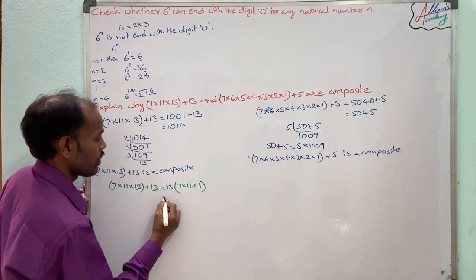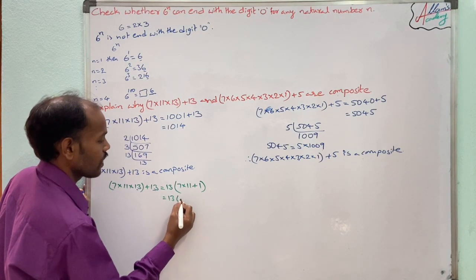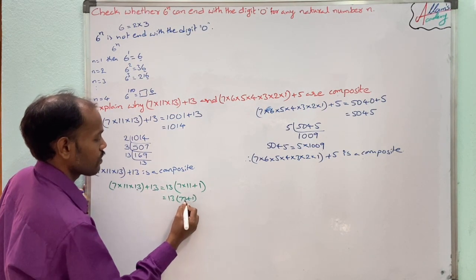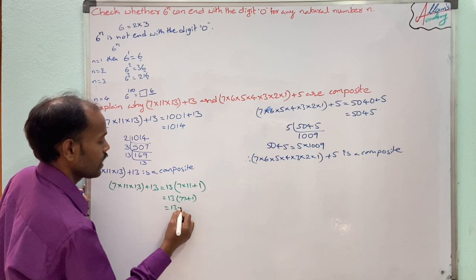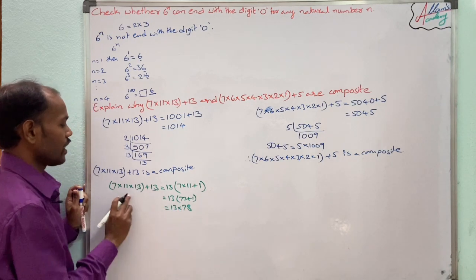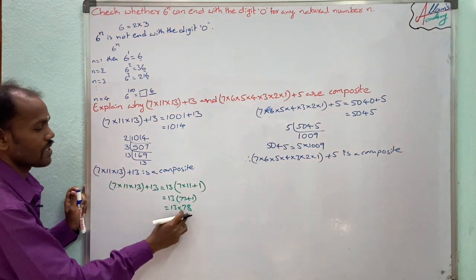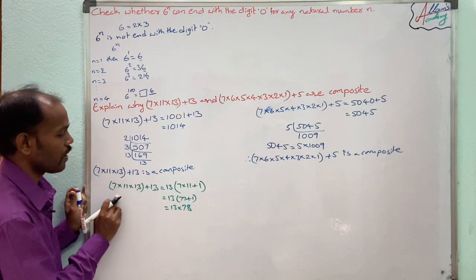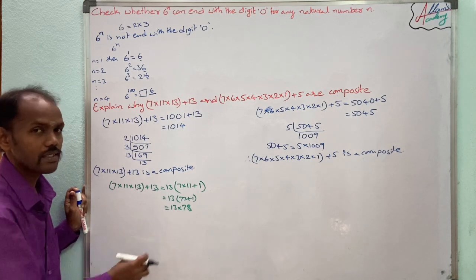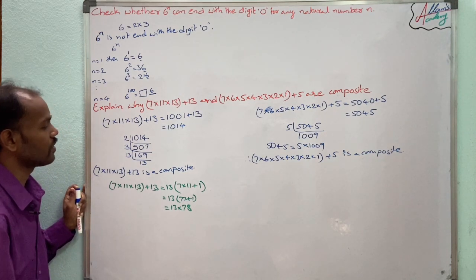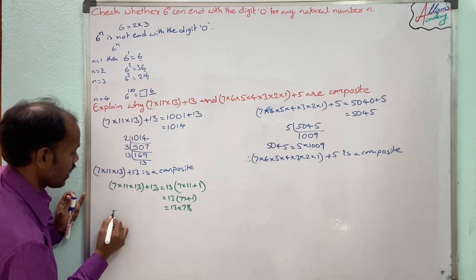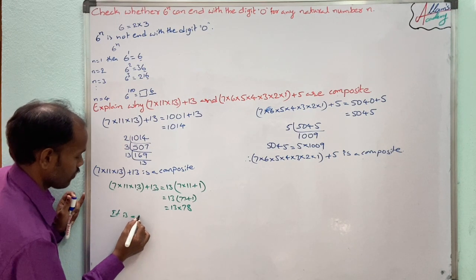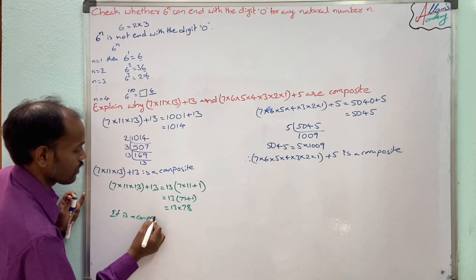So 7 11s are 77. 77 plus 1 means 78. So now this number can be expressed as 13 and 78. The number has extra factors 13 and 78, so it is a composite. We will conclude that.